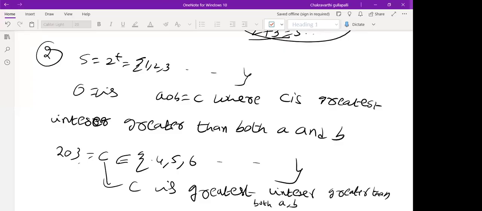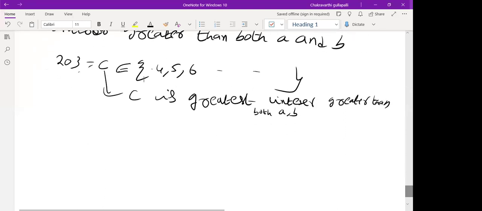Now, can you tell me, all these are greater than both A and B. What is the greatest integer? There will be only one greatest integer. So 4, 5, 6, and so on. What is the greatest integer? Not defined, ma'am. It is going up to infinity. Infinity is not part of the number system.